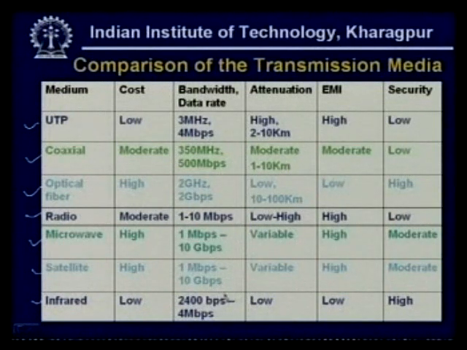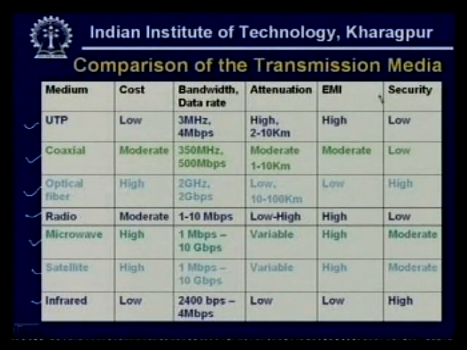Then so far as the unguided media is concerned, microwave gives you the highest bandwidth, and of course microwave is used in two cases. The first one is terrestrial microwave and the second one is satellite microwave, which gives you high bandwidth. In terms of attenuation, we find optical fiber attenuation is the lowest, and of course for microwave, as you can see, the attenuation is variable depending on the atmospheric condition.